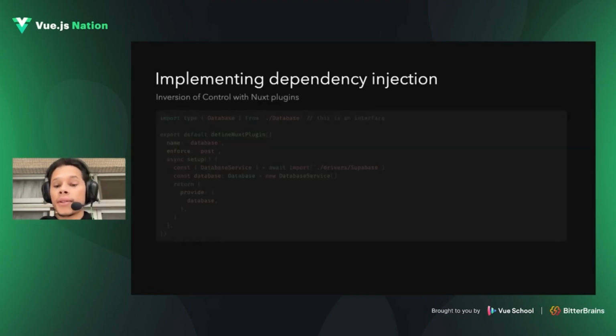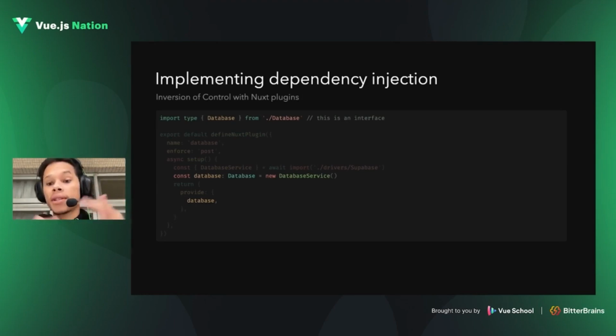All right, let's see how we can do this with the Nuxt plugin. So we define our plugin. In our plugin, we instantiate our Supabase service, and we provide it to the app. We can see here that we are importing a type Database. This is the interface that the app works with. It doesn't care that it's actually Supabase. It just knows it's a database.